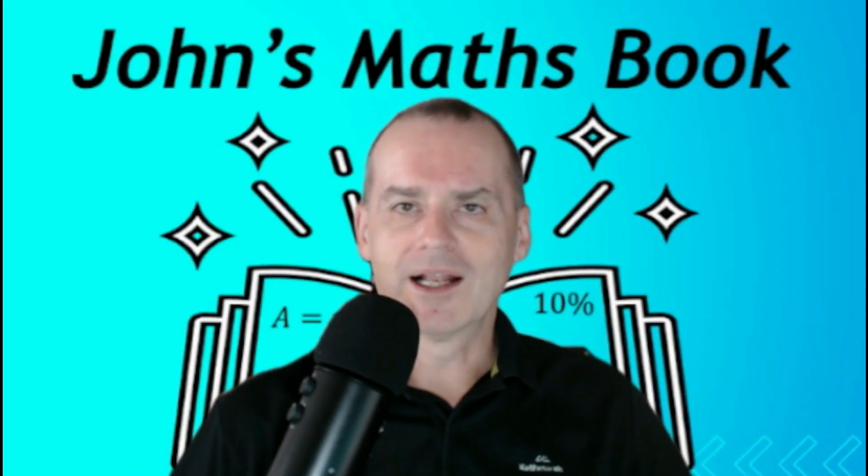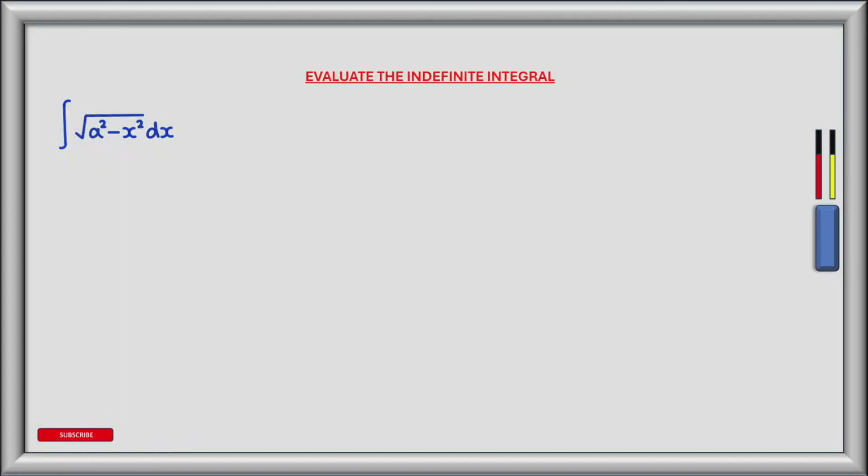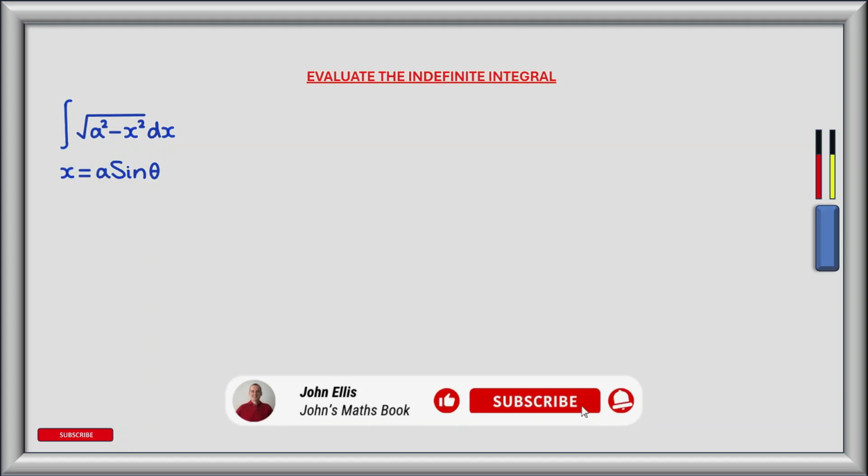Without further ado, let's go over to the whiteboard. Let's look at how we evaluate the indefinite integral of the square root of a² minus x² dx, where a is a constant. To do this, we need to make a substitution.